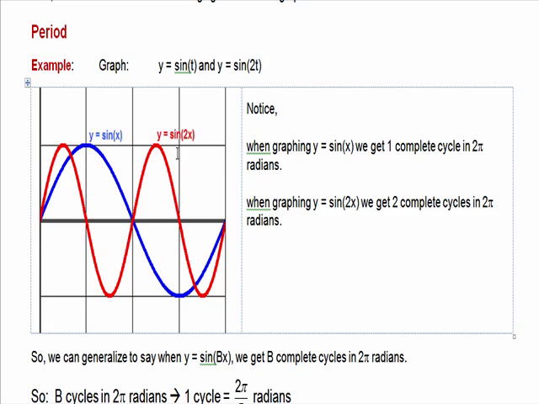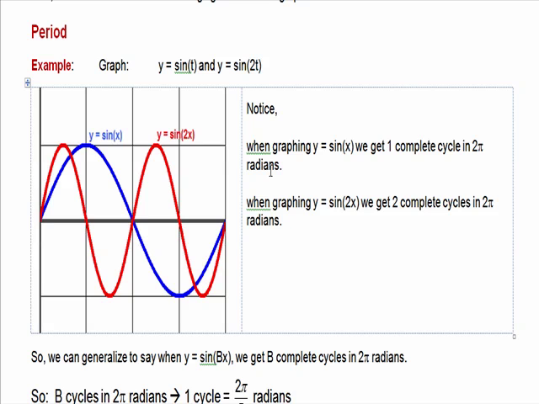I did the same thing with sine 2x or 2t, and notice when I do that, in the time it takes the sine to do one revolution, one cycle, we get sine 2x doing two of them. Notice it does one cycle in half of the sine function's period.